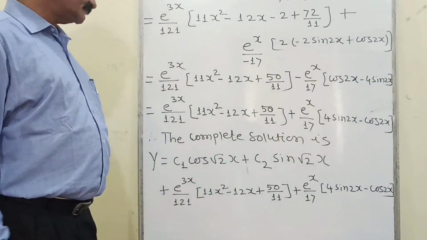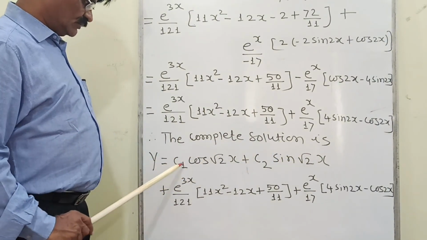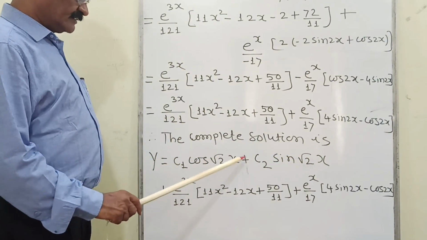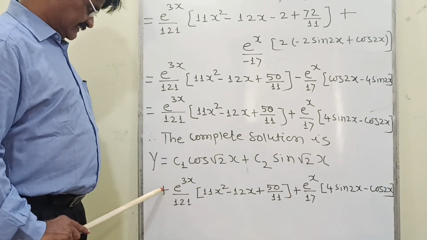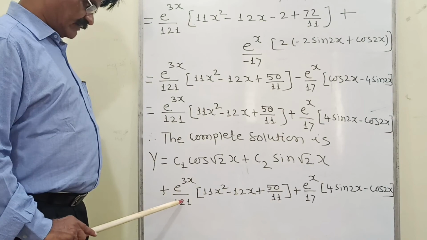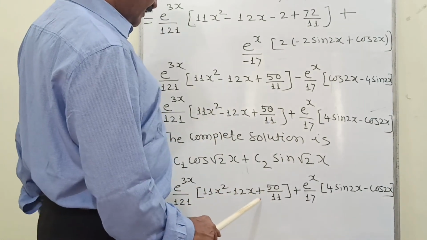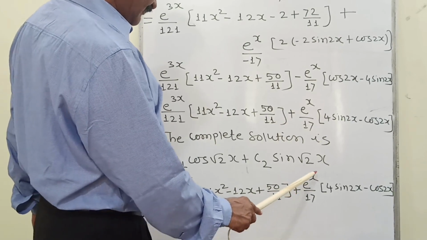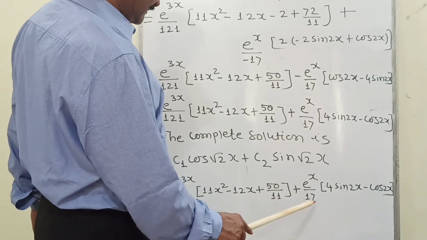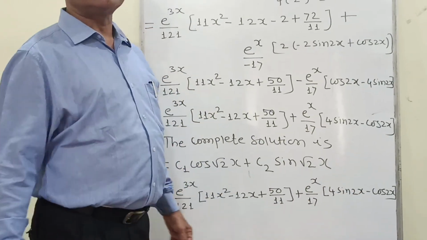Hence, the complete solution is y = c₁ cos √2x + c₂ sin √2x, that is the complementary function, plus e^(3x)/121 (11x² − 12x + 50/11) plus e^x/17 (4 sin 2x − cos 2x). Thank you.